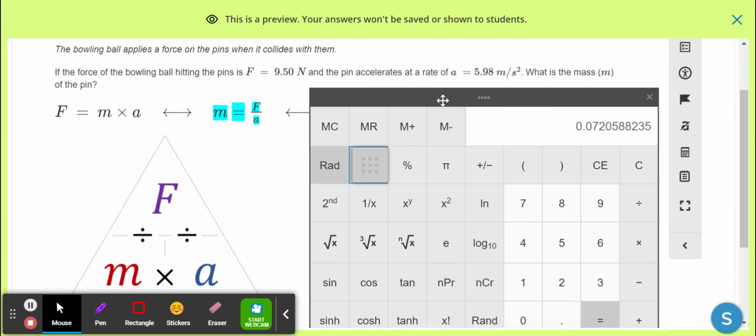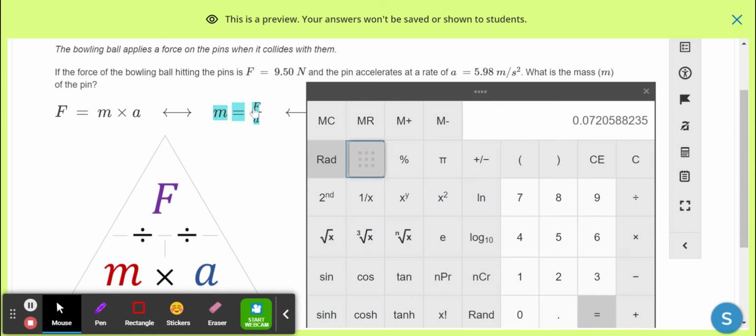Okay, so if we take the force and then divide it by the acceleration, remember this fraction bar basically just means the same as dividing. It's top divided by the bottom, numerator divided by the denominator. So our force is 9.50 divided by 5.98. What we get is 1.5886 and a whole bunch of stuff. We can round that to somewhere around 1.59 or so.